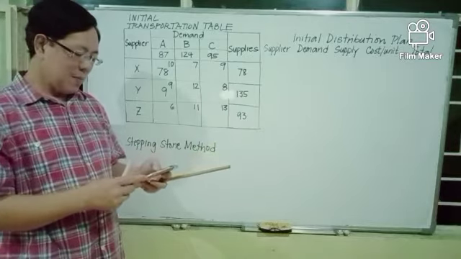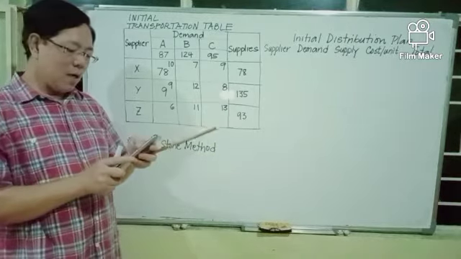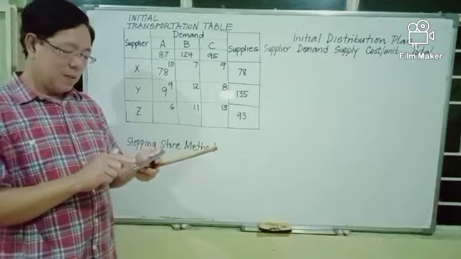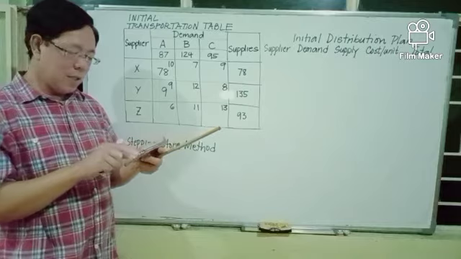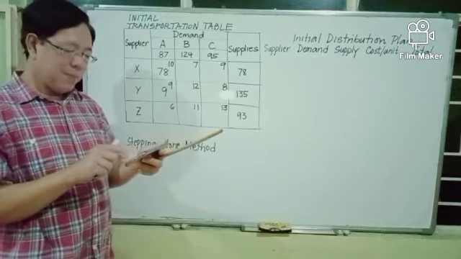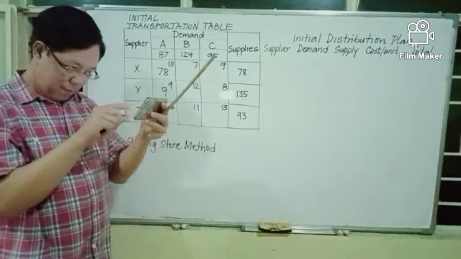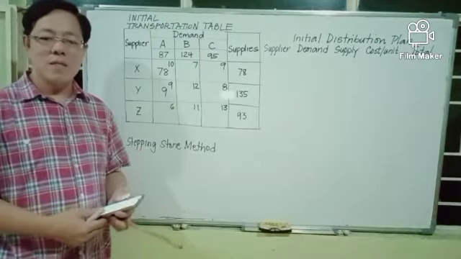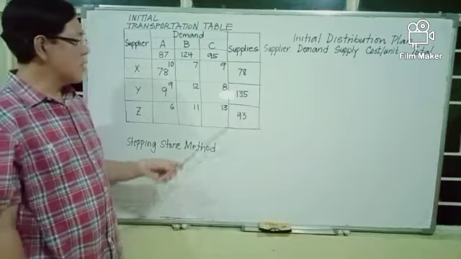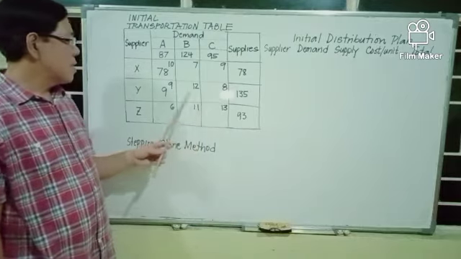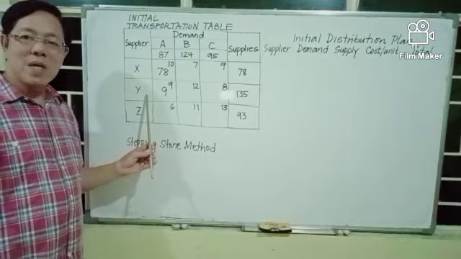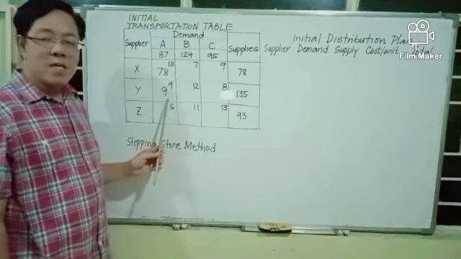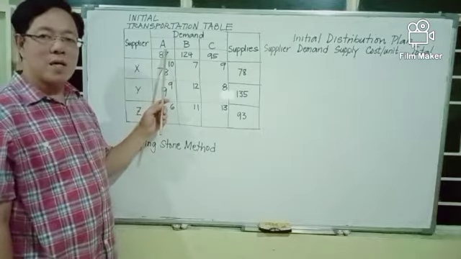You are allowed to use a calculator. 135 minus 9. The difference is 126, which means that 126 units is the number of units remaining in supplier Y after delivering 9 units to customer A.